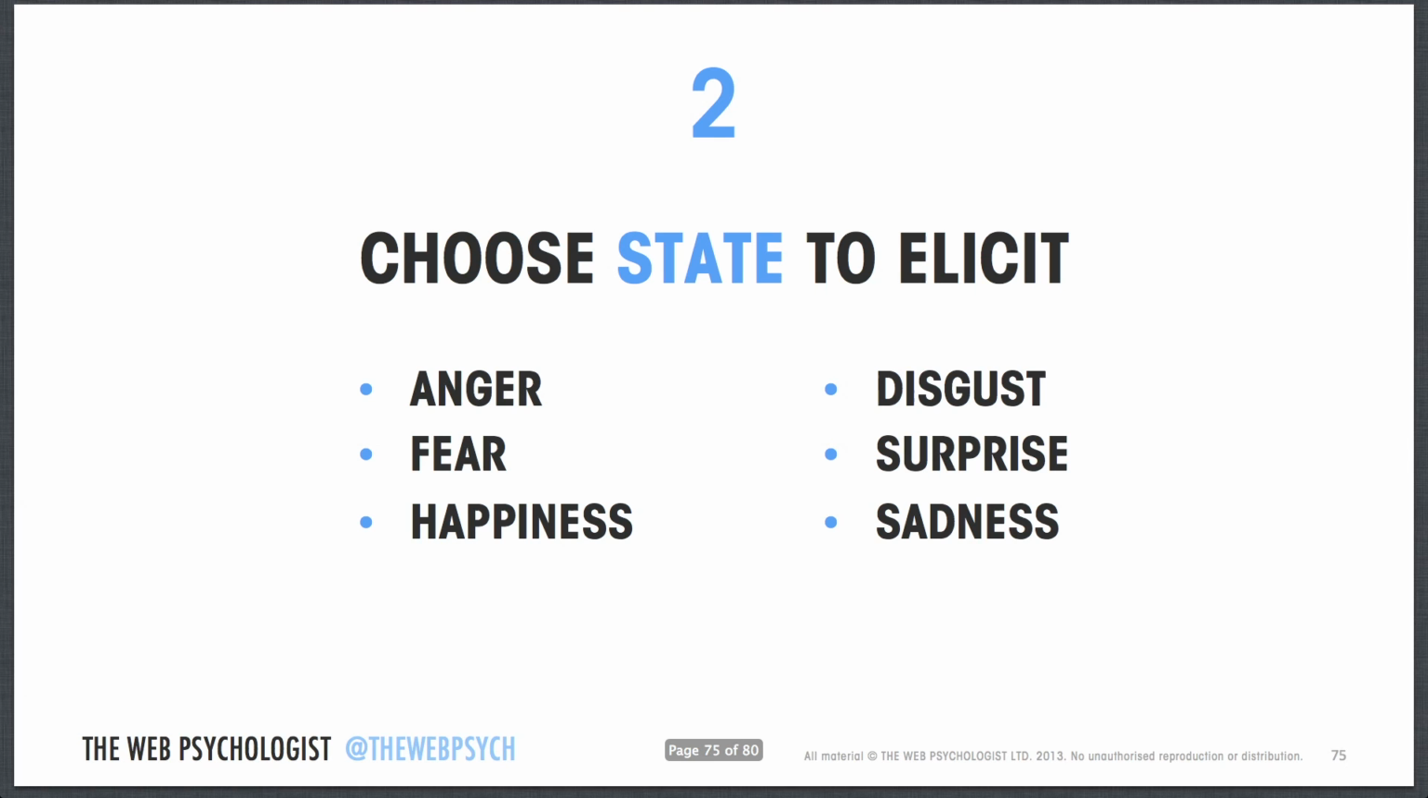Number two, choose the state that you wish to elicit. And this can be several. It can be a starting state, so moving from pain into pleasure, or from discomfort into relief. And these are some of the ones that you can use, the 6 that I highlighted earlier: anger, fear, happiness, disgust, surprise, and sadness. And you can use a combination of these.